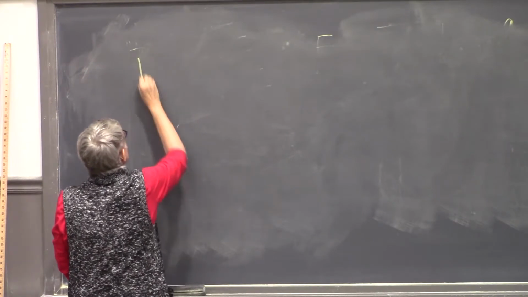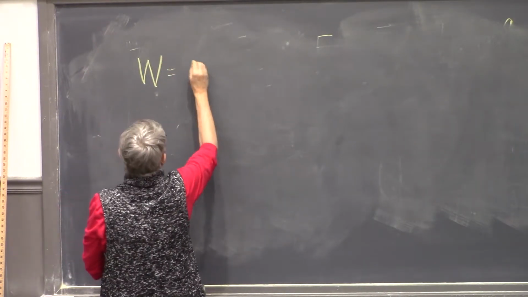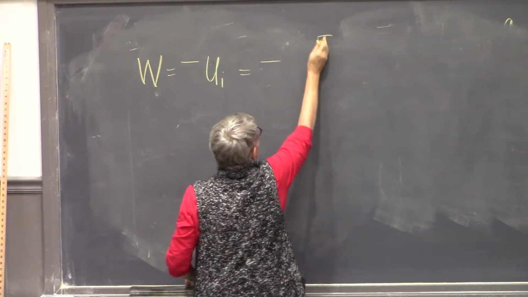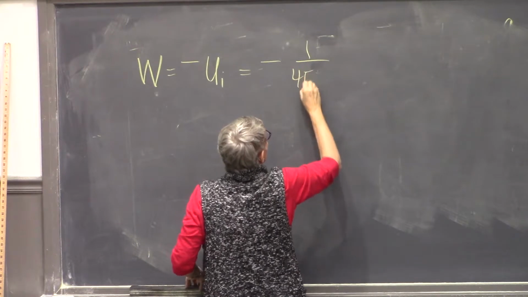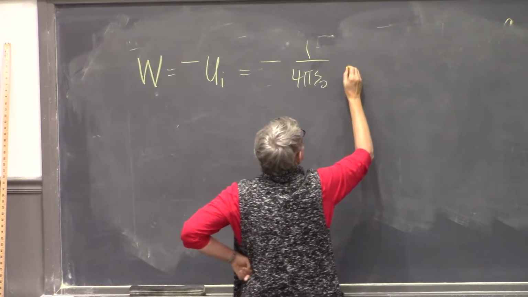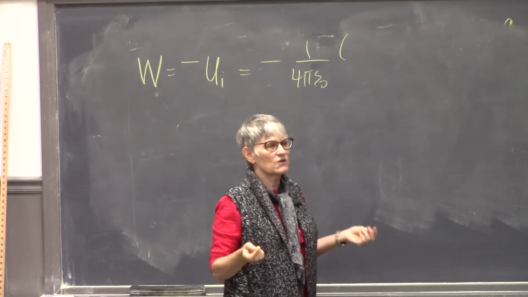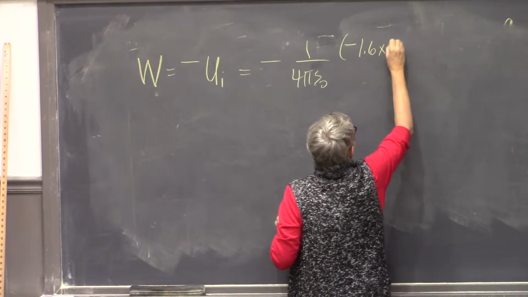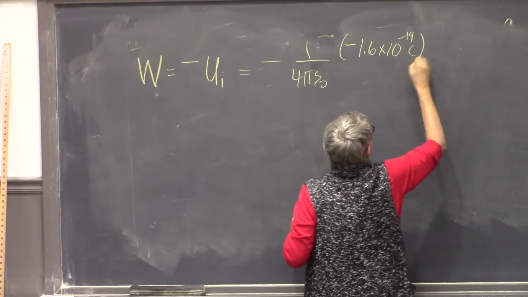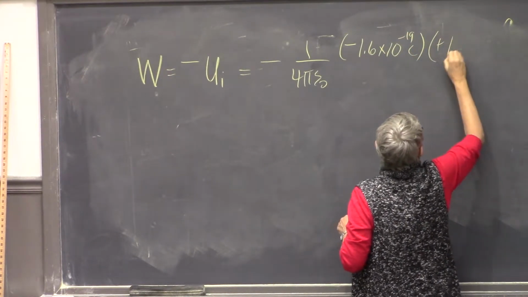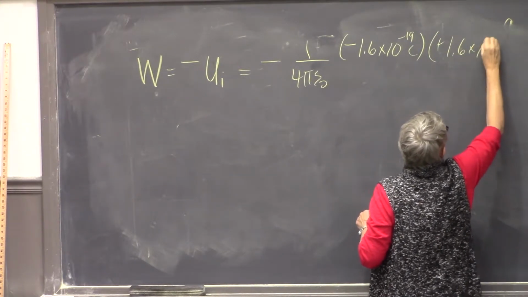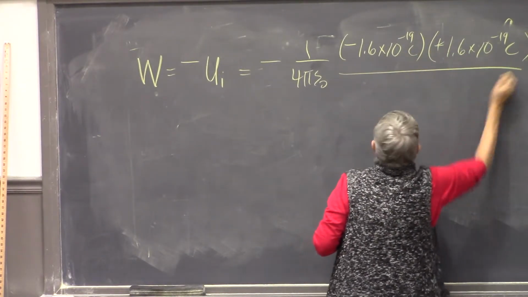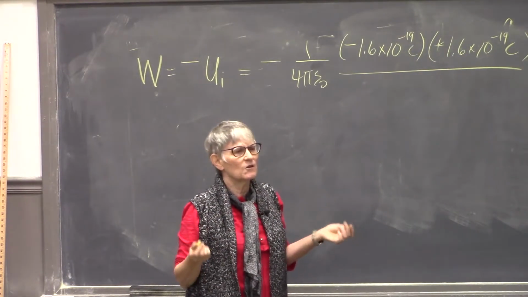So U initial is minus 1 over 4 pi epsilon 0. The charge of the electron is going to be minus 1.6 times 10 to the minus 19 coulombs. Charge of the proton is plus 1.6 times 10 to the minus 19 coulombs. The radius of an atom is roughly 10 to the minus 10th meters.